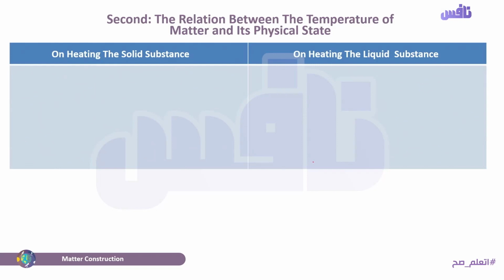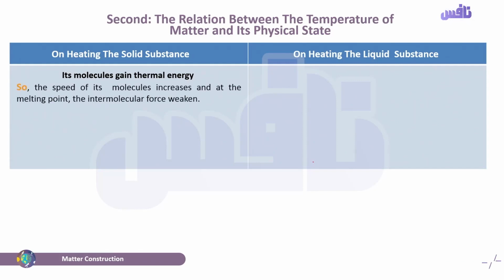Okay, I have two substances, solid and liquid. First, in the case of solid, on heating the solid substance, what about the molecules? Its molecules gain thermal energy, so the speed of its molecules increases, and at the melting point the intermolecular forces weaken.